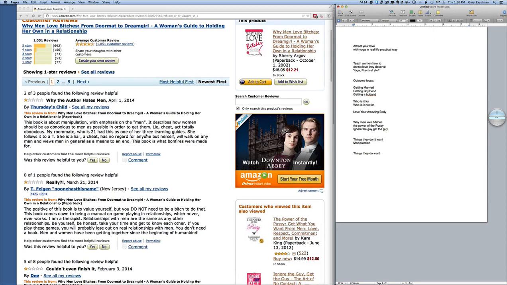Okay, so this book is about manipulation with emphasis on the man. It describes how women should be as obnoxious to men as possible in order to get them. Lie, cheat, act totally obnoxious. My roommate, who's 21, had this as one of her 3 learning guides. She follows it to the T. She's a liar, a cheat, has no regard for anyone but herself, will walk on any man, and views men in general as a means to an end.